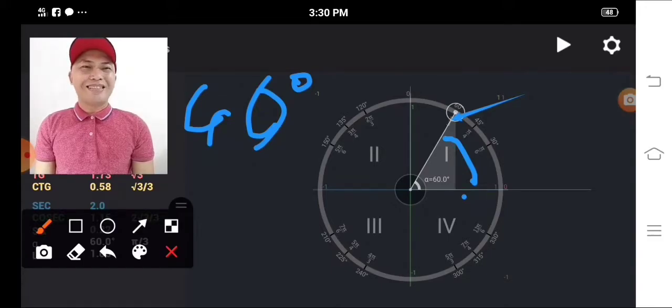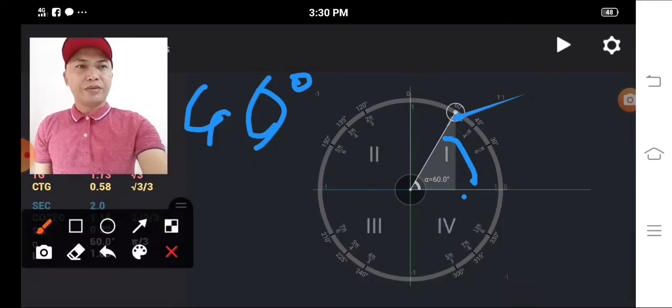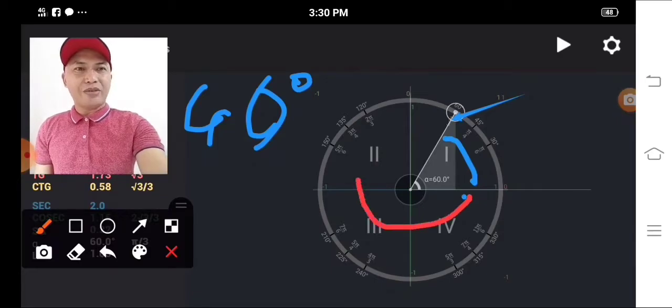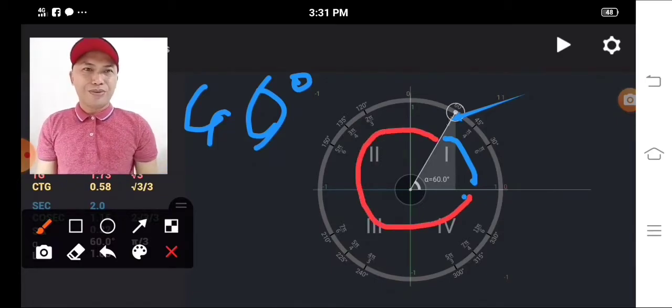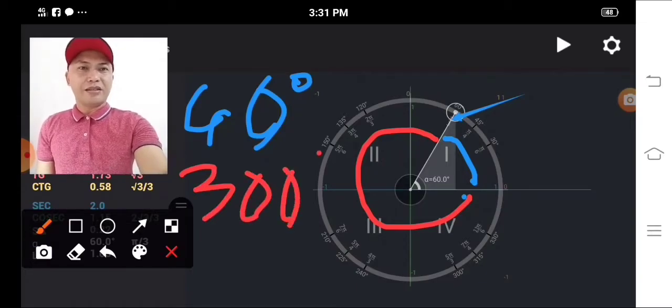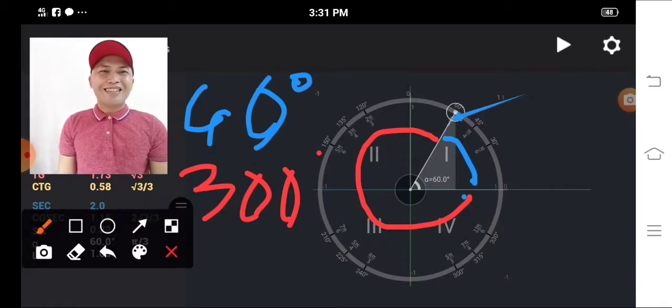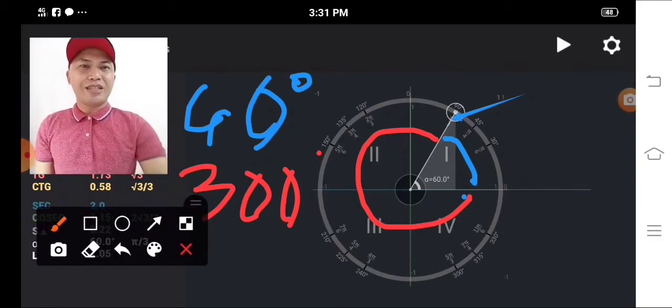How about its greatest negative coterminal angle? Its greatest negative coterminal angle is from the 0 degree in a clockwise direction. Its measurement is 300 degrees. So its greatest negative coterminal angle is negative 300 degrees.